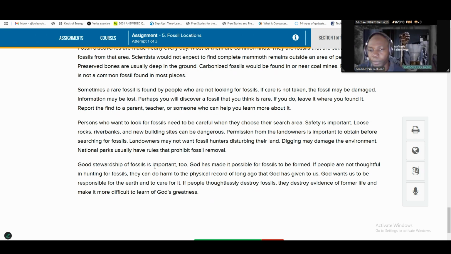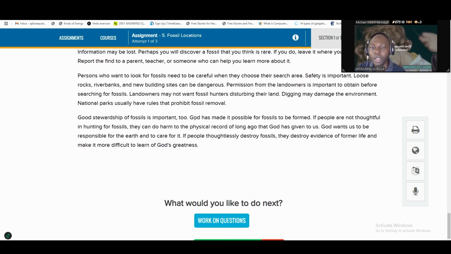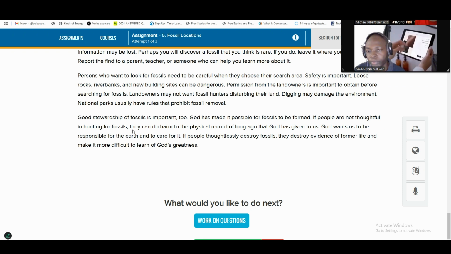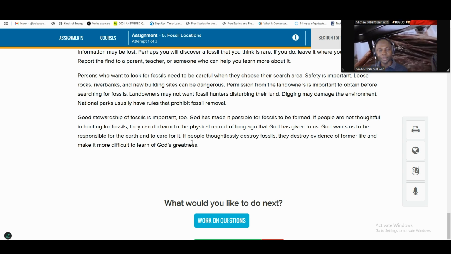Now, good stewardship of fossils is important too. God has made it possible for fossils to be formed. If people are not thoughtful in hunting for fossils, they can do harm to the physical record of long ago that God has given to us. God wants us to be responsible for the earth and to care for it. If people thoughtlessly destroy fossils, they destroy evidence of former life and make it more difficult to learn of God's greatness. Is that clear?